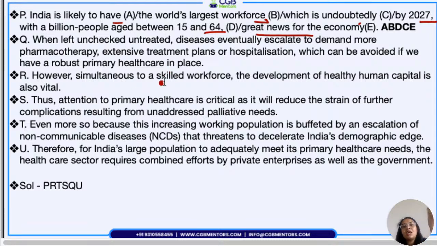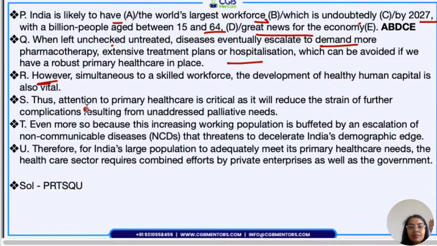Of course, you don't have to remember everything. There is a fact sort of given that by this time something good would happen. When left unchecked, untreated, diseases eventually escalate to demand more pharmacotherapy. Now, understand this. When left unchecked, this is part of a later situation where things are left unchecked and untreated.